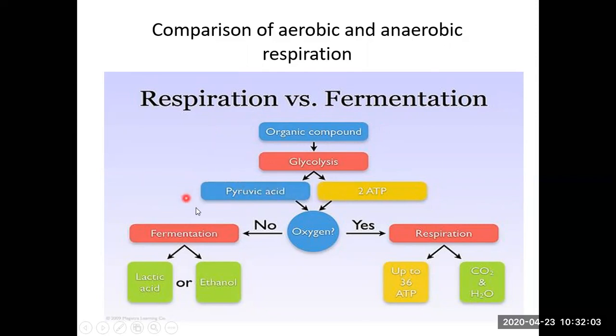Next comes our main topic of aerobic and anaerobic respiration. As I already told you, anaerobic respiration is also known as fermentation, so we have written it down here. When oxygen is available, you can see oxygen is present, it says yes, so we call it respiration. The products are up to 36 ATPs, it can be 36 or 38 maybe, while the other products are carbon dioxide and water.